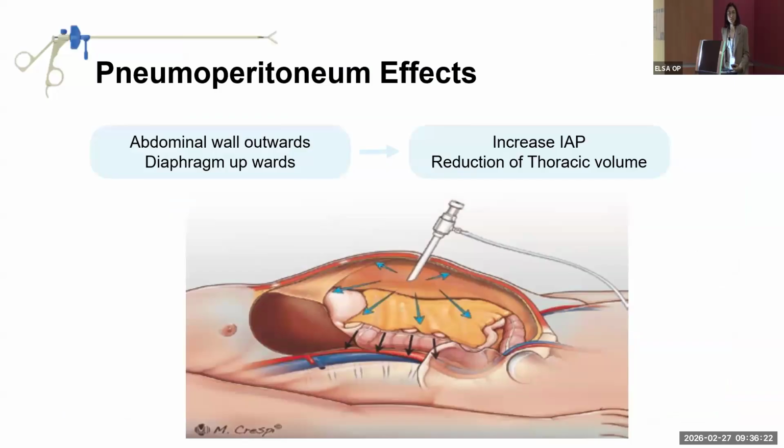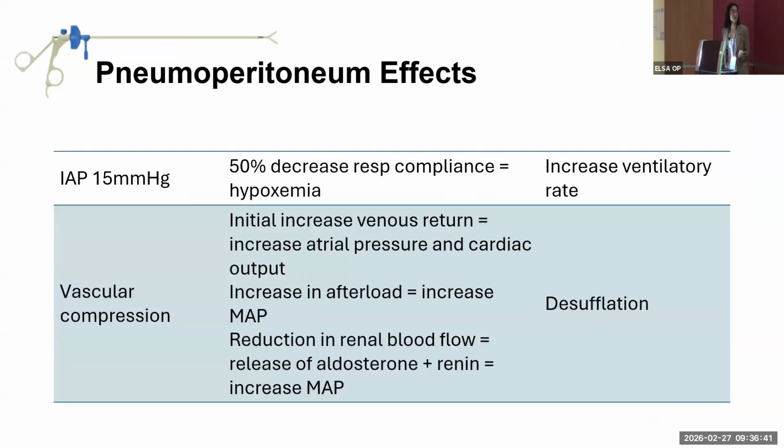So of course these have effects on the body, right? If we increase the pressure and increase the flow rate, usually the abdominal wall will go outwards, and the diaphragm will also go upwards. This will increase the intra-abdominal pressure and reduce the thoracic volume. So what are the effects of this? If we increase the intra-abdominal pressure, there will be decreased respiratory compliance. The patient will have hypoxemia. And usually what our anesthetists do, that we don't usually recognize, is to increase the ventilatory rate.